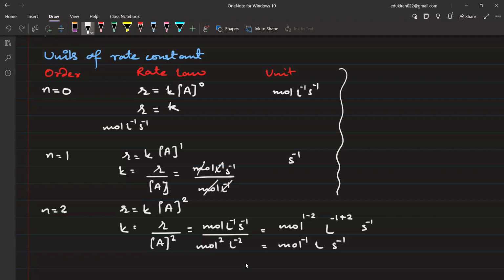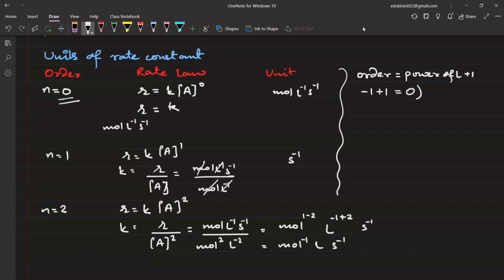Now there is something that I want you guys to just see. Order will be equal to power of L plus 1. If they have given you the units and they ask you to identify the order of reaction, then you will just look at the power of L. Please see here, guys. Here the power of L is equal to what? Minus 1. You add plus 1, you will get 0. And 0 is the order of reaction.